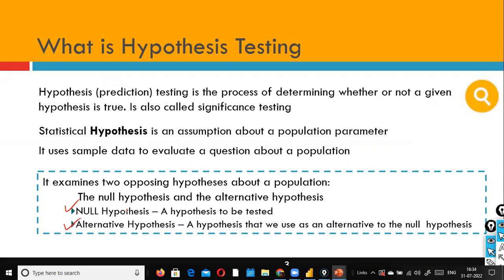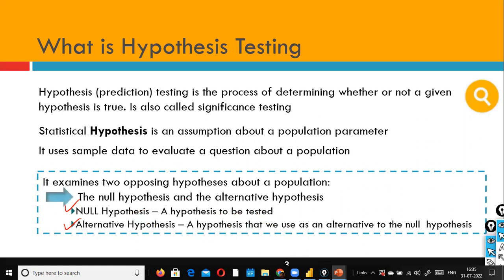The alternative hypothesis is a contradicting statement to your null hypothesis. So what is a null hypothesis? It is the hypothesis to be tested, and the alternative is the hypothesis that we use as an alternative to the null hypothesis. It is the opposing statement of my null hypothesis. That is what is called the alternative hypothesis.